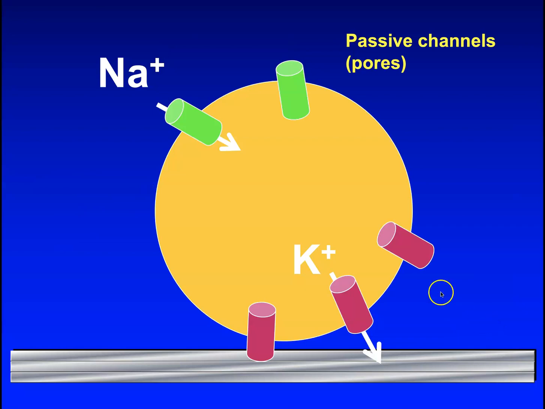So here's our basic cell. And these are the pores. Sodium pores, or passive channels, are always open. Sodium rushes in. Potassium pores, the passive channels, are always open. Potassium is going to rush out, and there's more of these. So it's easier for potassium to rush out, but they're always there.